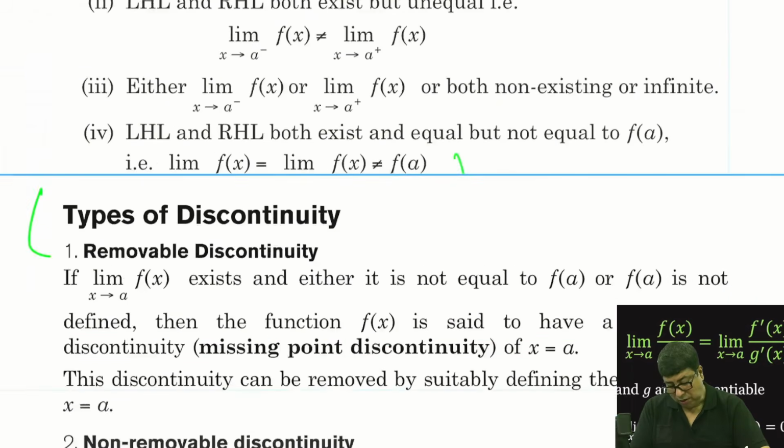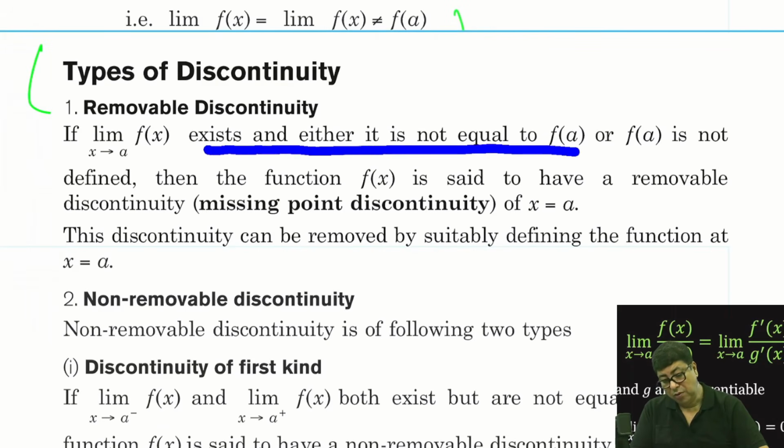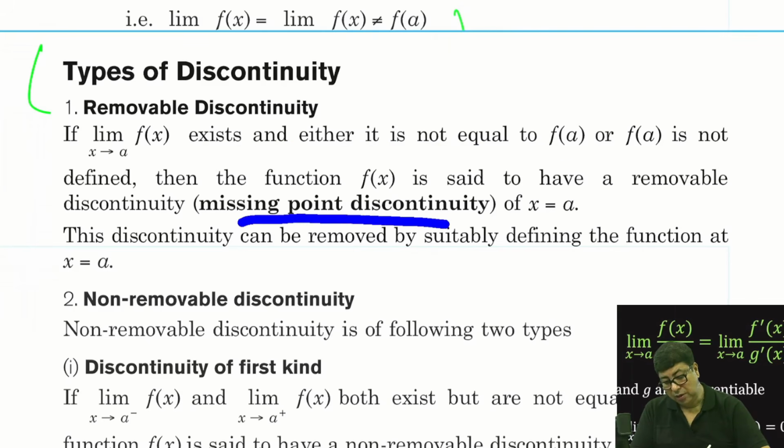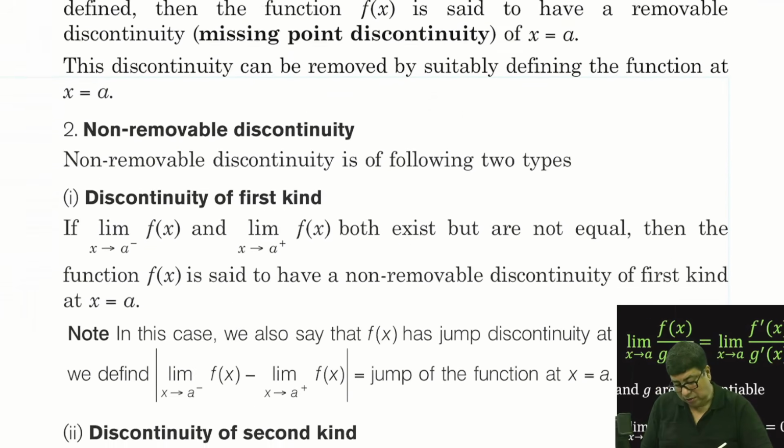Now questions on the type of discontinuity are coming nowadays. For missing point discontinuity, see one thing here: if the limit of f(x) as x tends to a exists and it is not equal to f(a), this type of discontinuity is called missing point discontinuity. It means the left hand limit and right hand limit exist, but at x equal to a the function value is missing. That is why it is called missing point discontinuity.